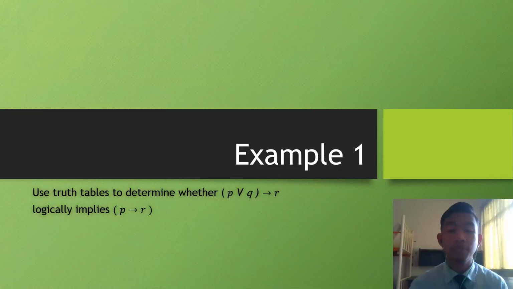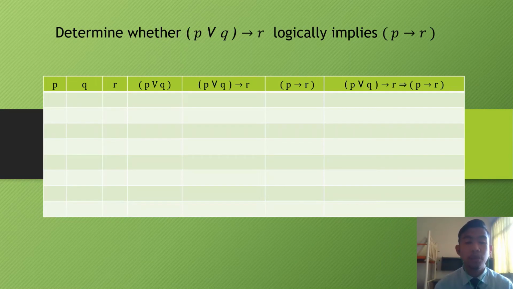Thank you. Right, so for the first example, example 1, the task is to use the truth table to determine whether P or Q implies R logically implies P implies R. So to determine this, we use the truth table to solve this example.